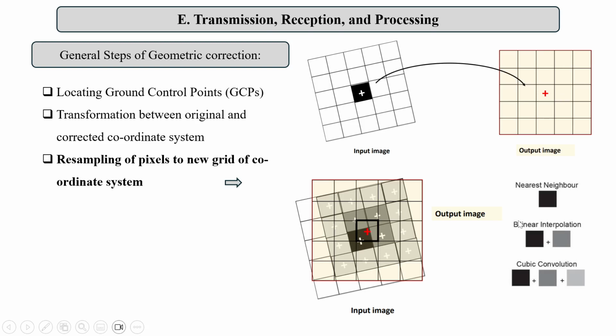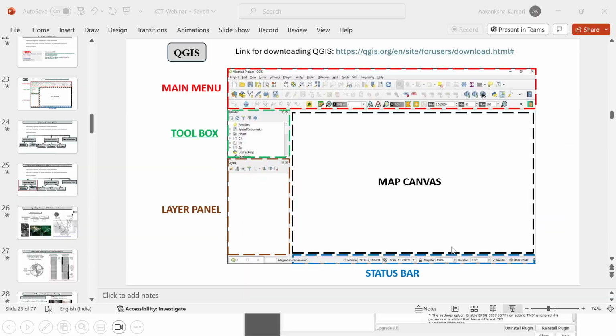So there are various types. The first one is nearest neighbor, the second is bilinear. In nearest neighbor, you just put this DN value to this one. But in bilinear interpolation, you take these four values, average them out, and then give it to the output image. And in cubic, you use 16 pixel values and then average them out. So now I'll show how to do it in QGIS.